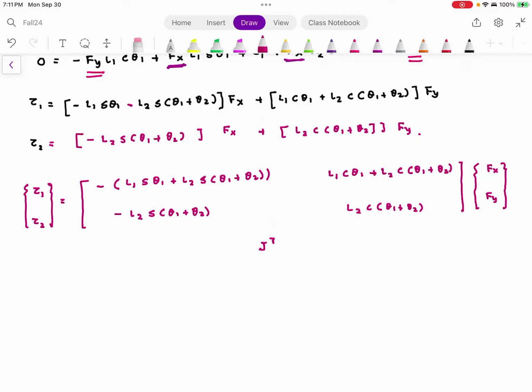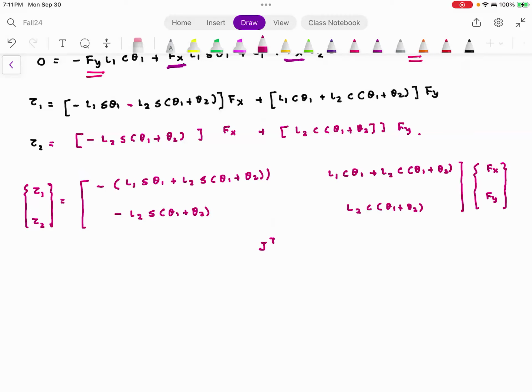Another example: this is a matrix, and it is quite possible that because of the values of theta 1 and theta 2, this matrix could become singular. What do we mean by the matrix becoming singular? It means you won't be able to find the values of torques for the given values of forces. So the Jacobian talks about singularity. The Jacobian gives you the relationship between the joint velocities and the end effector velocities.